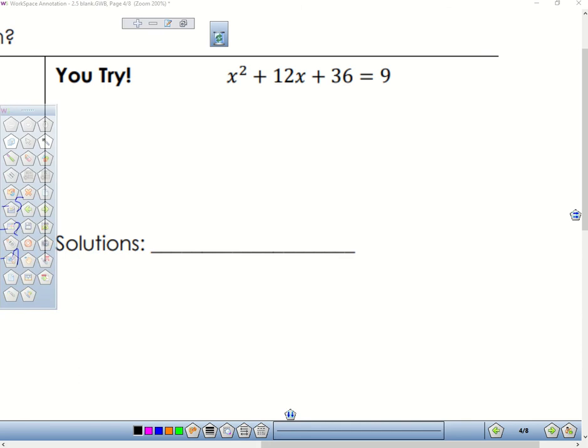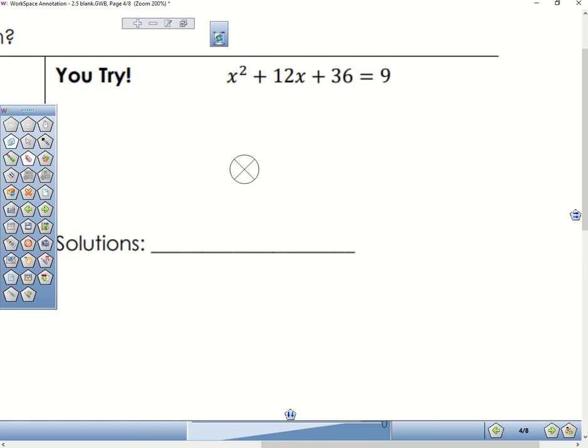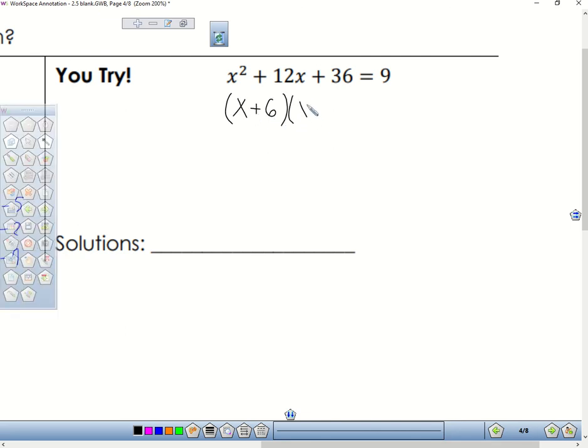So for this problem, we're going to factor the left side first, kind of ignoring the 9 in the beginning. My goal is to look for factors of 36 that add up to 12. And what'd you guys get? 6 and 6. Good, 6 and 6. Because the product of 6 and 6 is 36, the sum of 6 and 6 is 12.